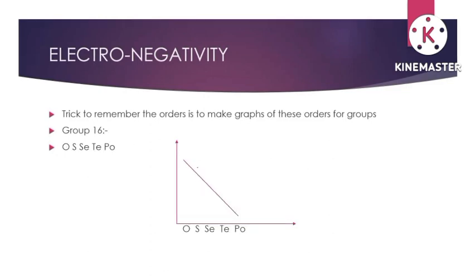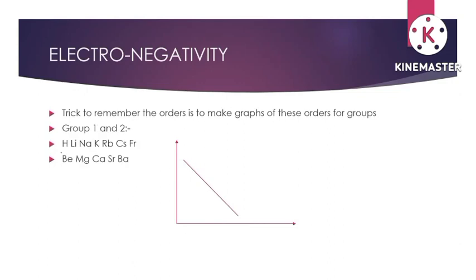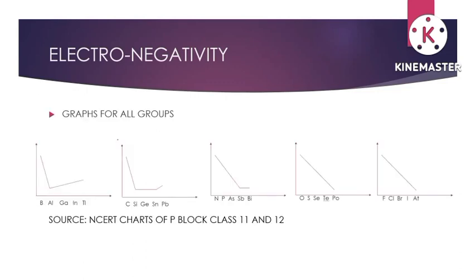Okay, in the oxygen family, we can see the electronegativity decreases downward orderly. So the order will be like this. In the fluorine family, it is also the same. In group 1 and group 2, it also decreases downward in the group, like this. Okay, so the orders will be like this. There is the revision. Take a screenshot. Okay, and remember like this.